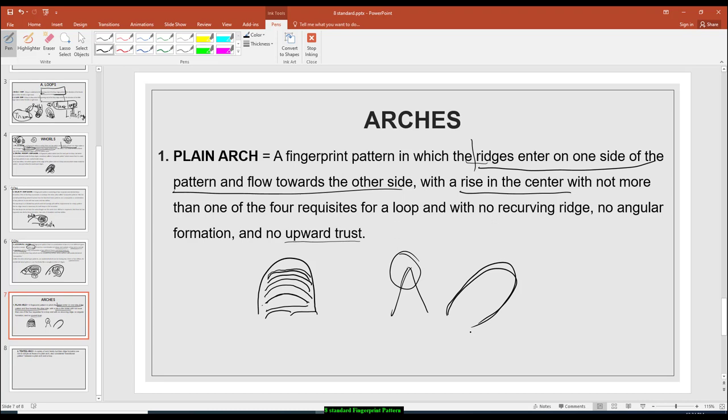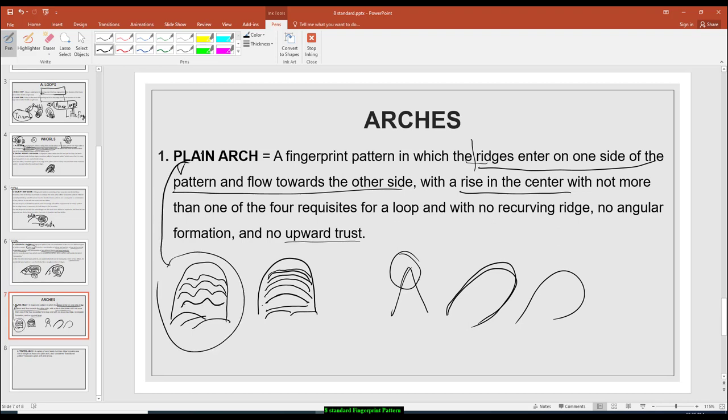Another pattern that you might see, and considered still as arches, will be like this. So this pattern is still considered as plain arch.